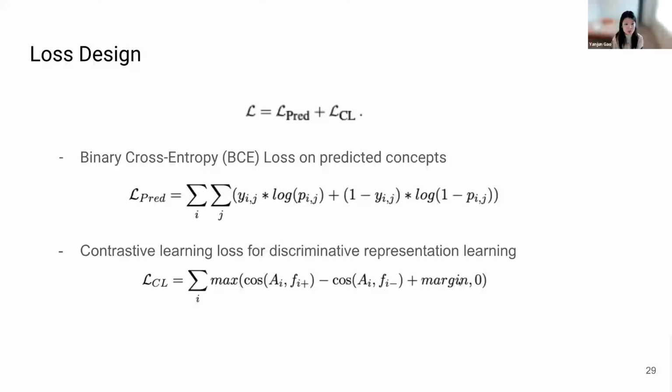To achieve the goal of training a graph neural network to learn these relations, we designed two loss mechanisms. One is the binary cross entropy loss to predict the target concepts. So we are not predicting the path. We're focusing on the ultimate target concepts that the path can lead us to, and then measuring the cross entropy loss on that. The second is the contrastive learning loss, for discriminative representation learning on the path.